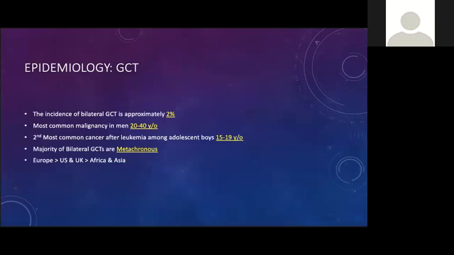For the epidemiology of GCTs, the incidence of bilateral GCT is approximately 2%, and it is the most common malignancy in men between 20 to 40 years old, peaking at ages 25 to 35, then slowly declining. It's also the second most common cancer after leukemia among adolescent boys 15 to 19 years old, and the majority of bilateral GCTs are metachronous. It is most common among Europeans and least common among Africans and Asians.